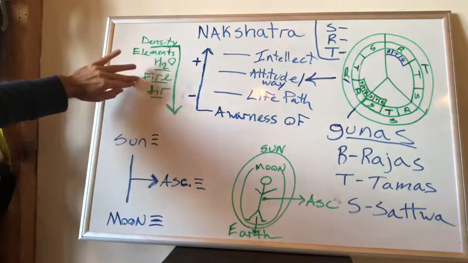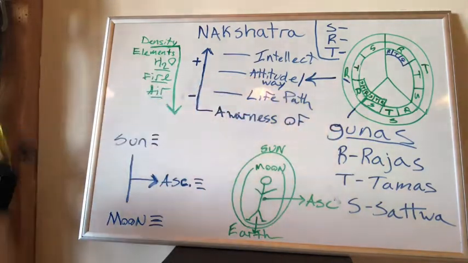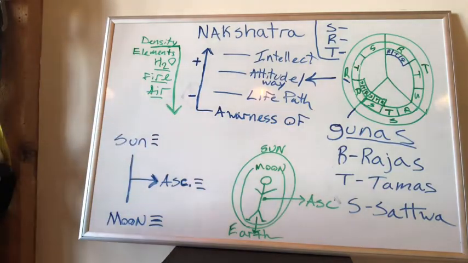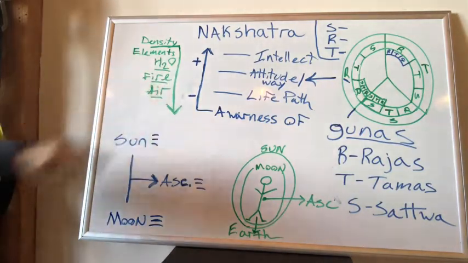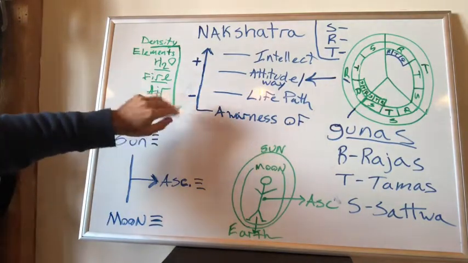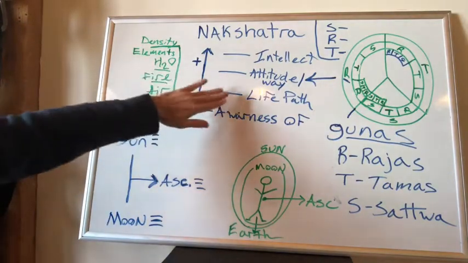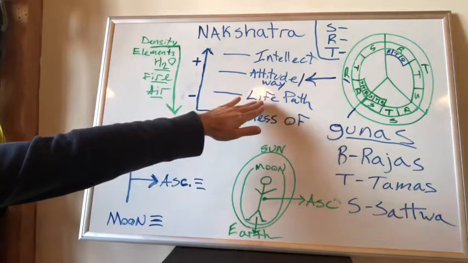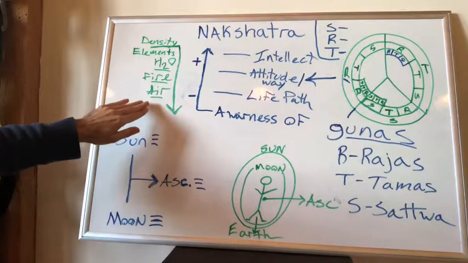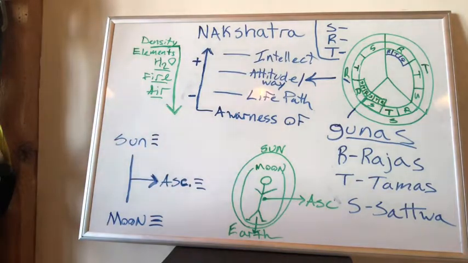Then you get fire. So that would be like your attitude, your drive. And then finally air, which is your way. And it becomes progressively less dense, and hence the reason our awareness of is usually less. So we have less awareness of our life path because it is a more subtle element, in this case air. So it's not as easy to perceive.